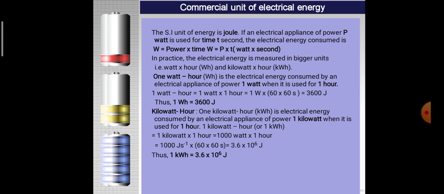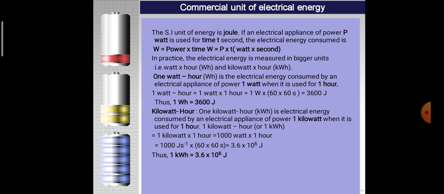Commercial unit of electrical energy. The SI unit of energy is joule. If an electrical appliance of power P watt is used for time T seconds, the electrical energy consumed is W = power × time, W = P × T. In practice, the electrical energy is measured in bigger units, watt hour and kilowatt hour.